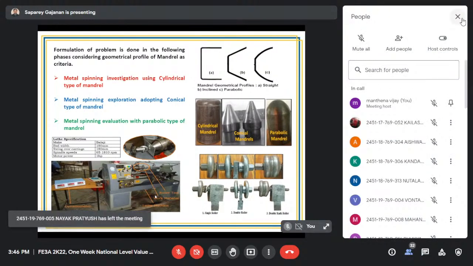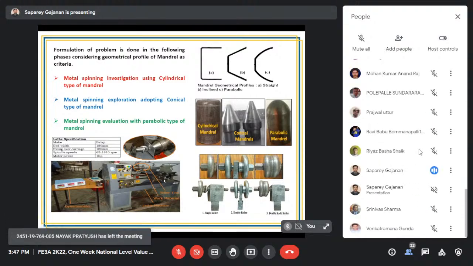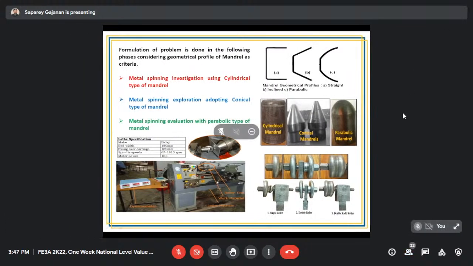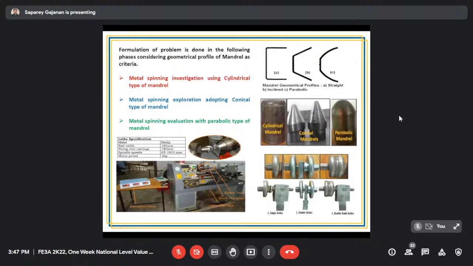This total experimentation is carried out in-house only. We have used this conventional lathe here. The input parameters that we have selected are speed, thickness of the sheet, and type of roller. These are the three very important parameters. By using them, you can get the final shape.